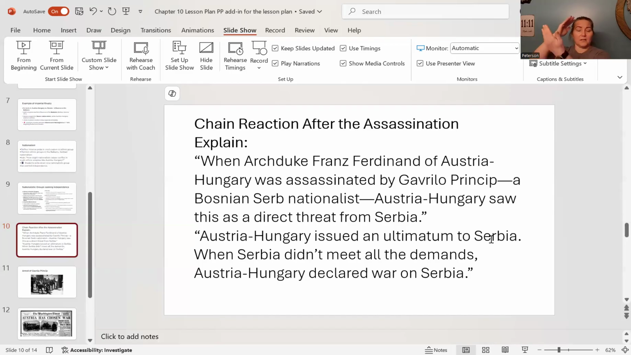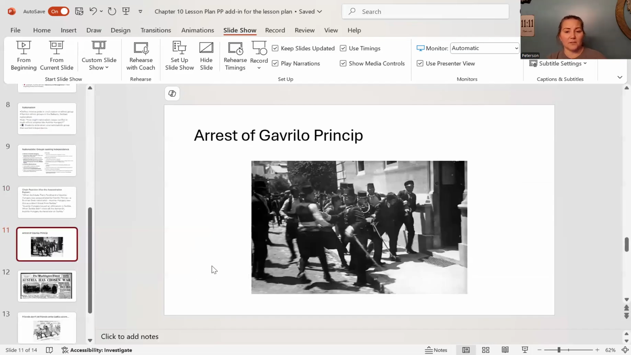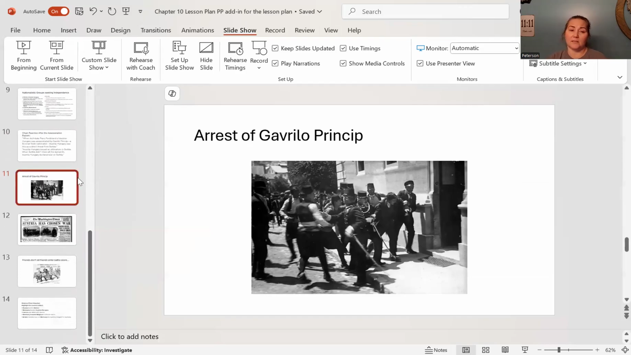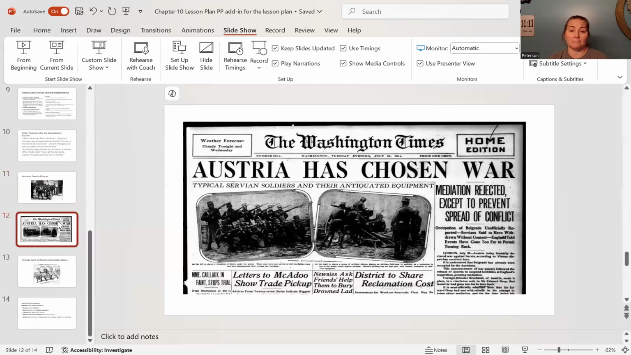So Gavrilo assassinated the Archduke. Austria-Hungary saw this as a threat and said, if you don't do this, this, and this, we are going to declare war. Well, that chain reaction, Serbia didn't meet all the demands. War was declared. Here's an image of the arrest of Gavrilo Princip after he assassinated, and Austria chose war. That is what happened.